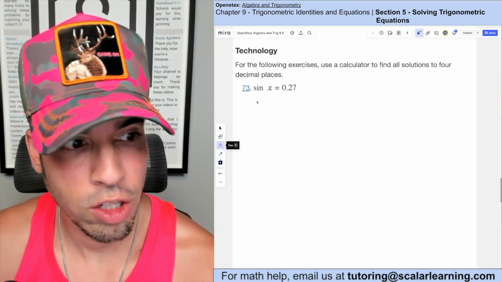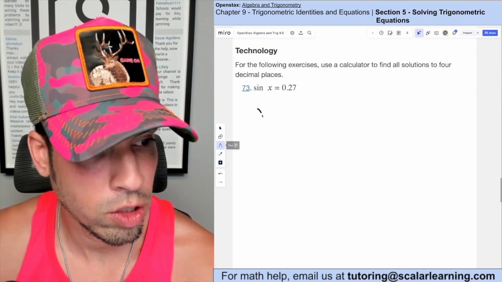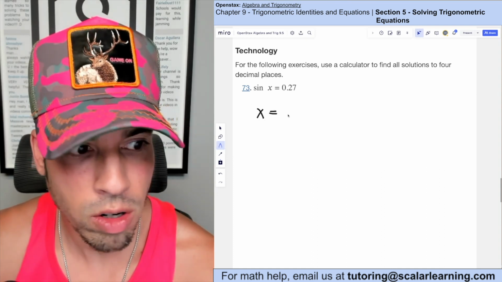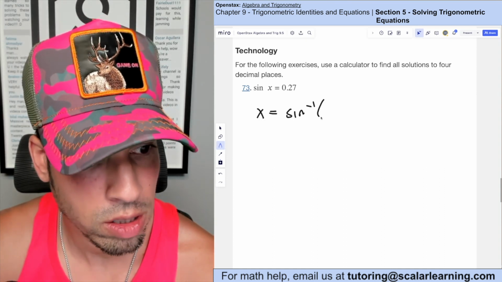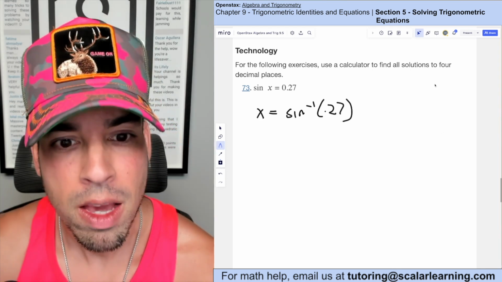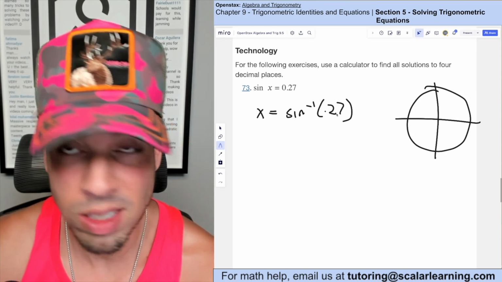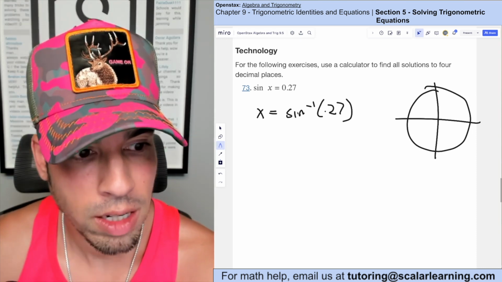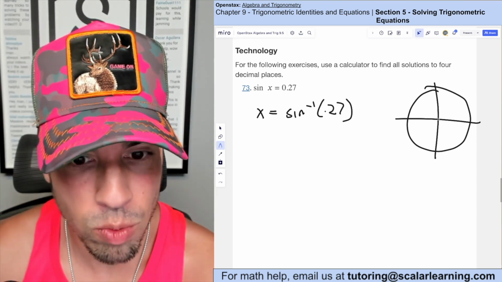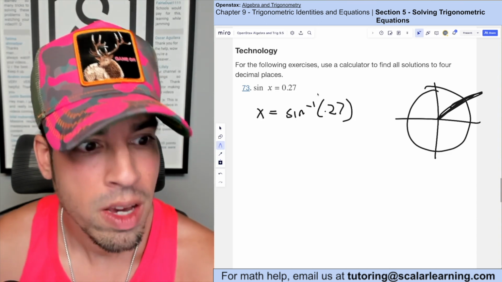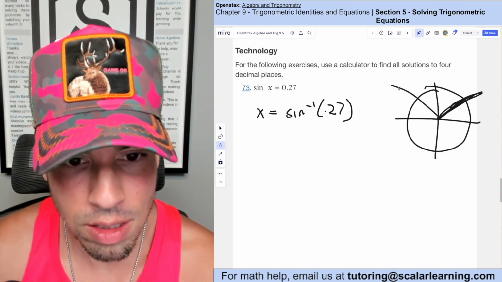So for this one, it says to use a calculator. So to start to solve this, what I'm going to do is I'm going to take arcsine of both sides. So now I got arcsine of 0.27. All right. Now, if we think about our unit circle, and again, this value is of course not on the unit circle, but if I'm taking arcsine of a positive value, I'm going to return an angle in the first quadrant. But sine is also positive in the second quadrant.